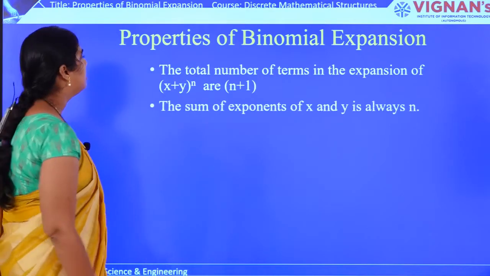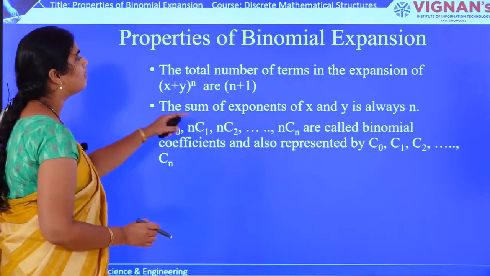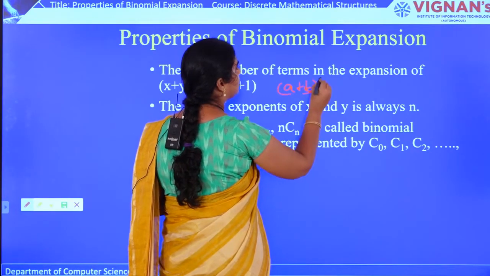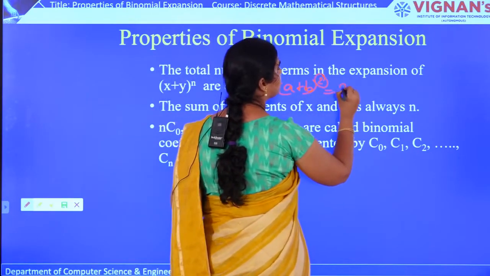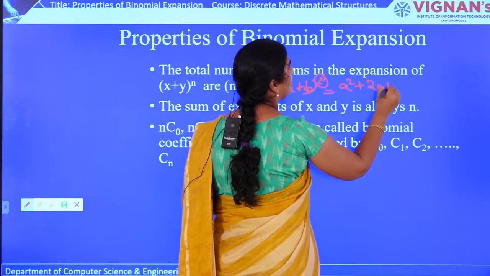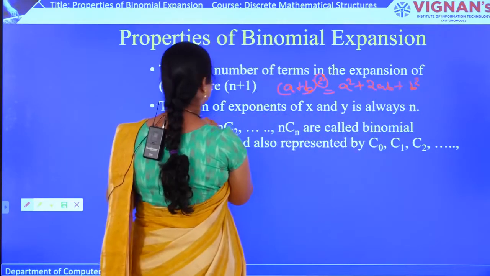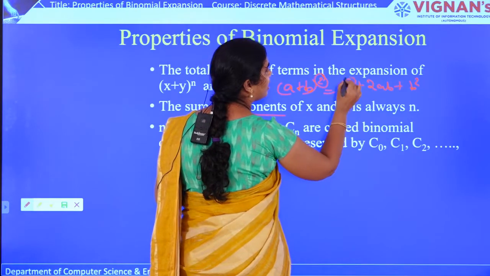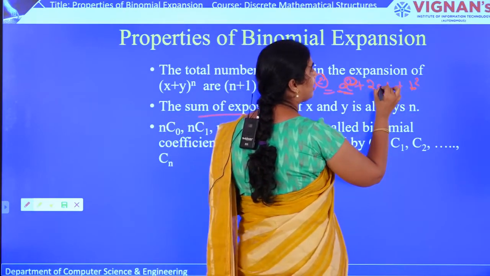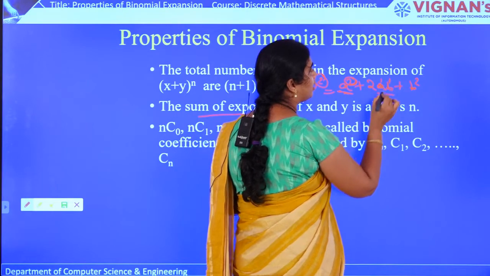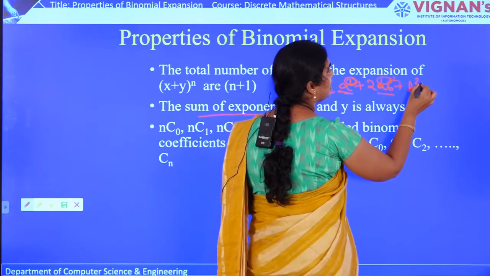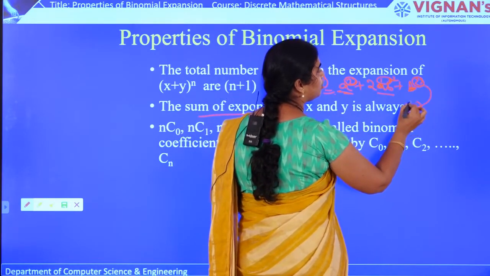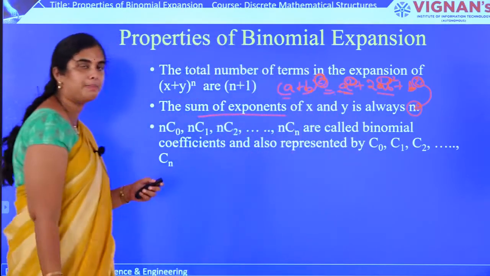Coming to the second property, the sum of exponents of x and y is always n. That means I am expanding a plus b whole square. Here n equals 2. If I expand this, we will get a square plus 2ab plus b square. Here, what is the exponent of a square? 2. What is the exponent of ab? The exponent of a is 1, the exponent of b is 1. So, here also 2, and for b square it is 2. So, whatever term you take, the sum of exponents should be equal to n, which is 2 in the case of a plus b whole square.